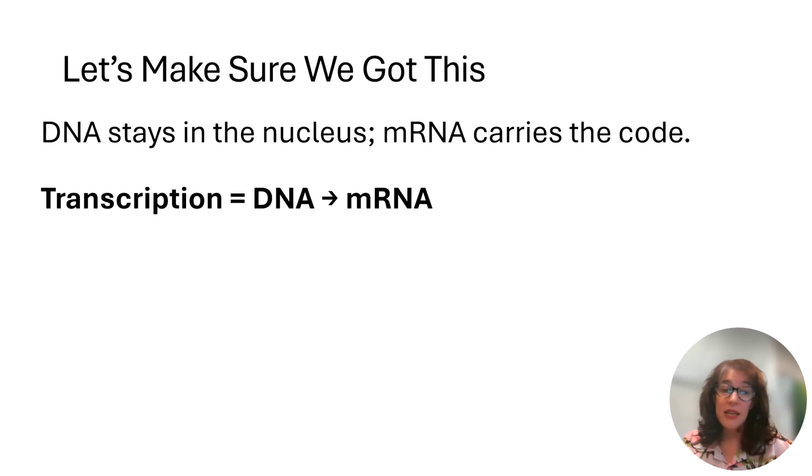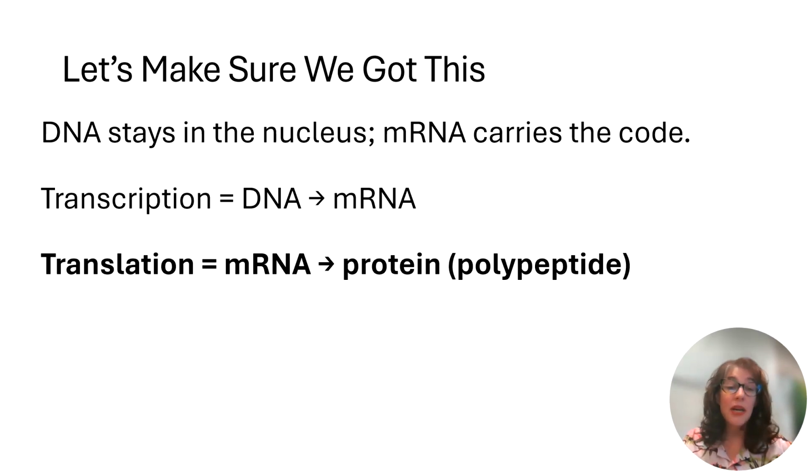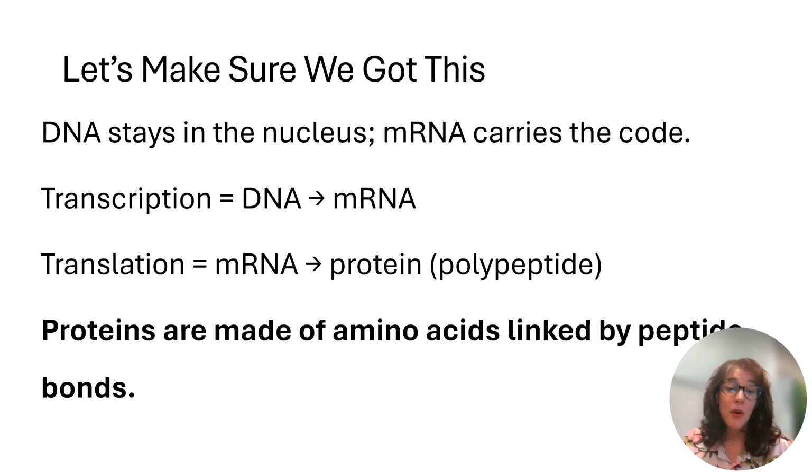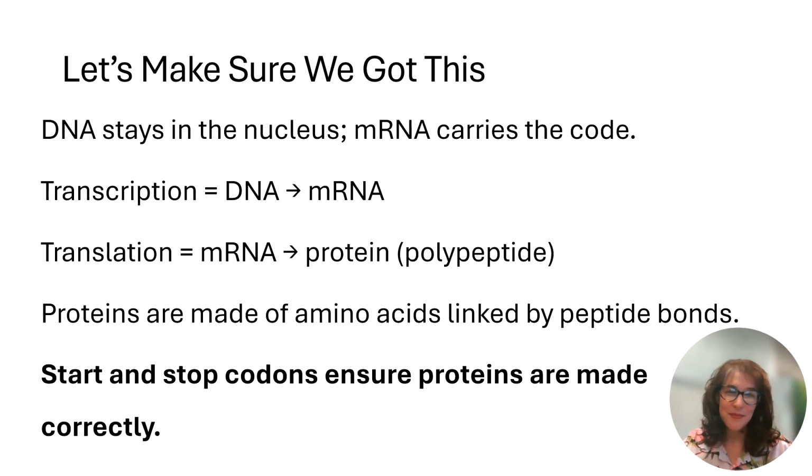Transcription is making a copy of your DNA, turning your DNA into a copy that can leave the nucleus, and that copy that leaves the nucleus is your messenger RNA. Translation is your messenger mRNA being turned into a protein, a polypeptide. Proteins are made of amino acids linked by peptide bonds. And you have start and stop codons that ensure proteins are made correctly.